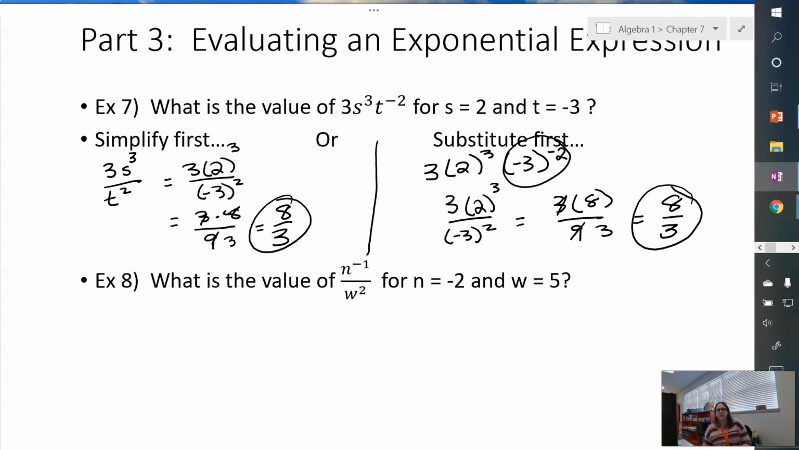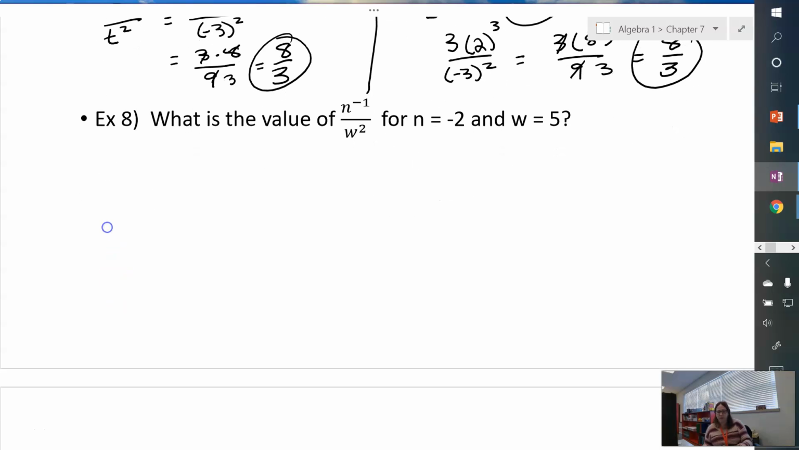Either way works. Isn't that neat? It doesn't matter. You can simplify first, or you can substitute first, and as long as you're following those rules of exponents, moving the negative exponents and putting in a 1 for a 0 exponent, you're going to get the same answer. How about this one?